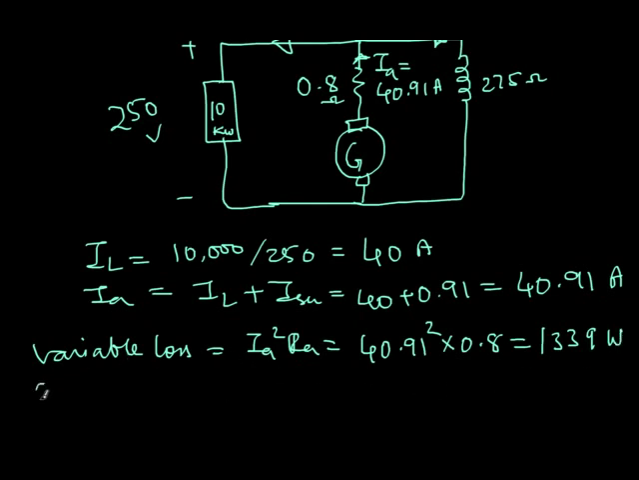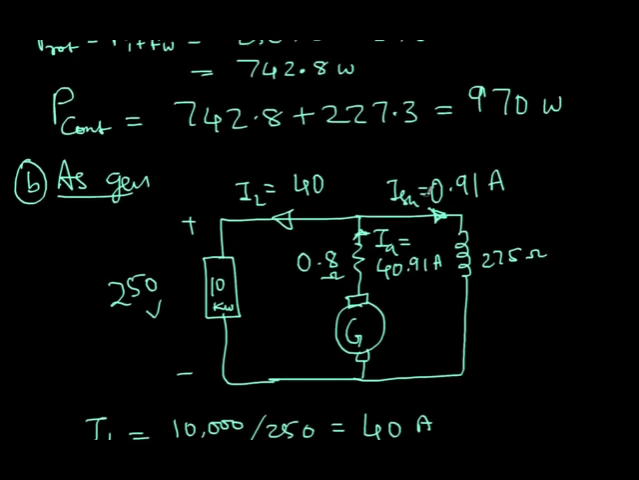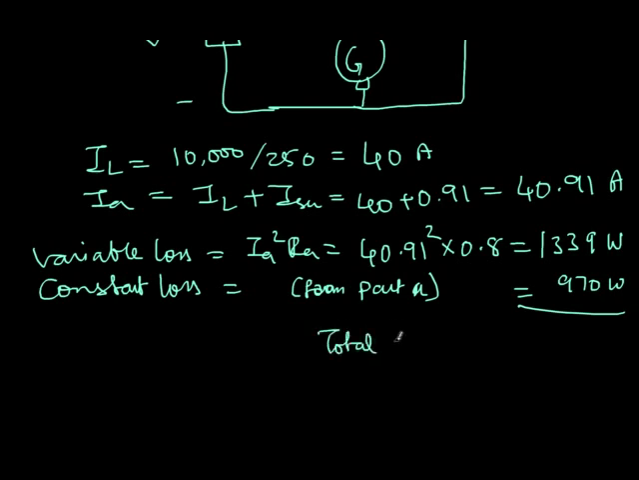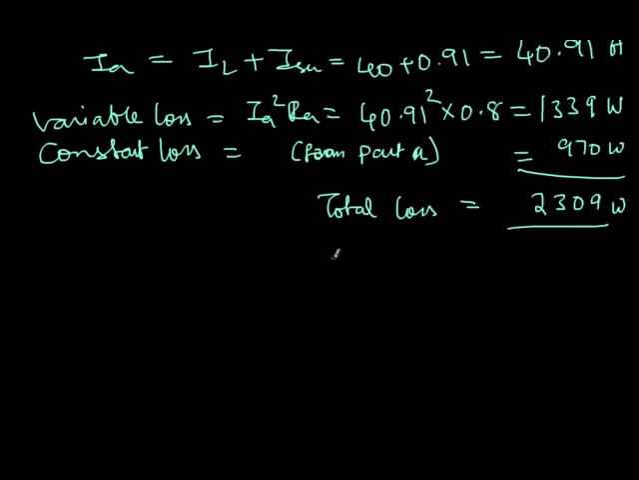Now I know the variable loss. And what is the constant loss? Constant loss we already calculated in the earlier problem, that is 970 watts. So constant loss is 970 watts. This is from part A. So total loss will be 2309 watts, and the output is 10,000, that is 10 kilowatts already given.